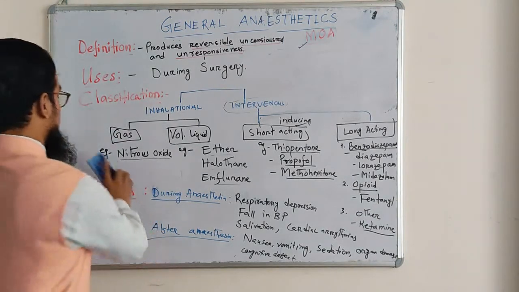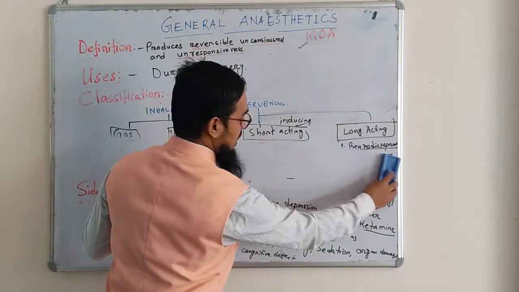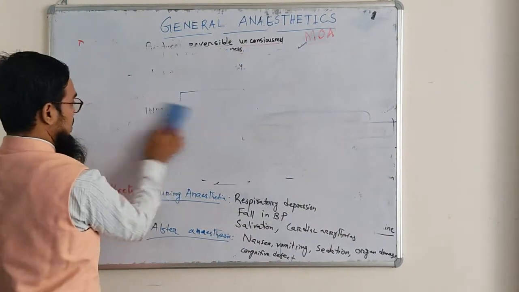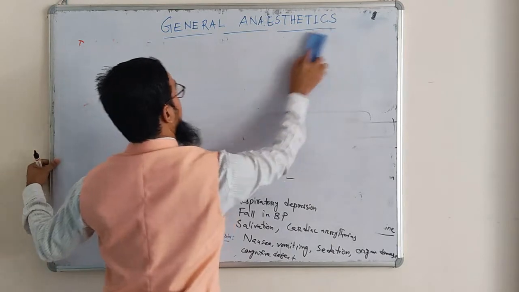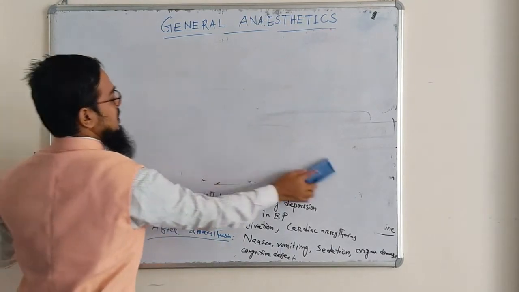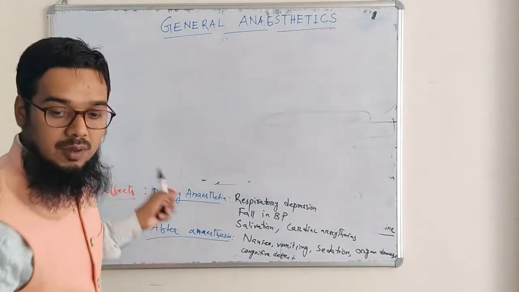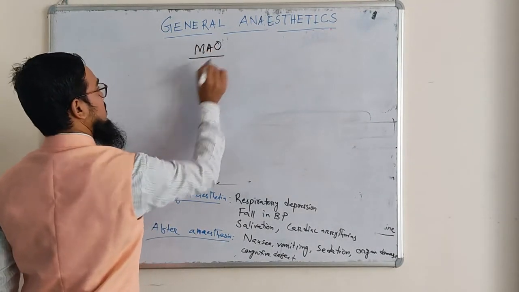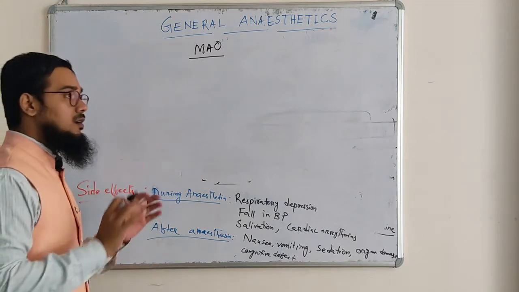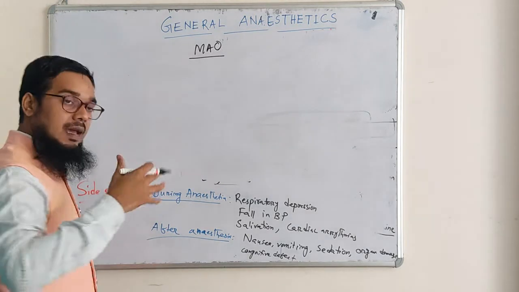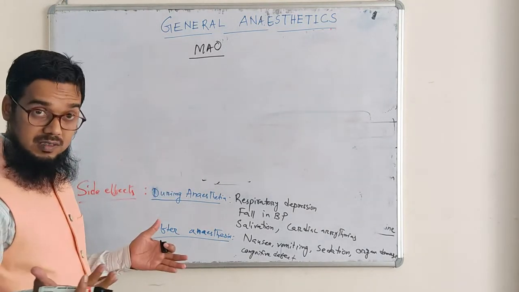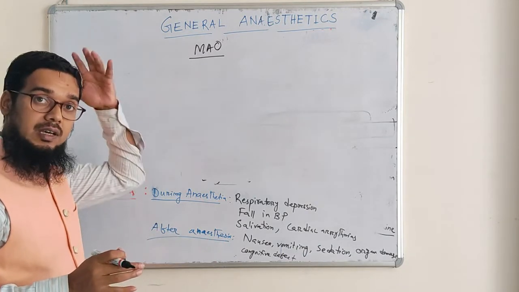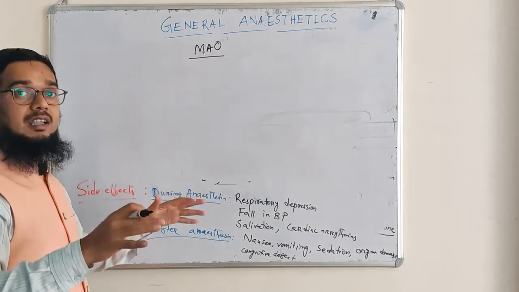Next we will discuss the mechanism of action of general anesthetics, a very important thing to know. General anesthesia produces unconsciousness, meaning they decrease neuronal activity, the activity of the brain and central nervous system.